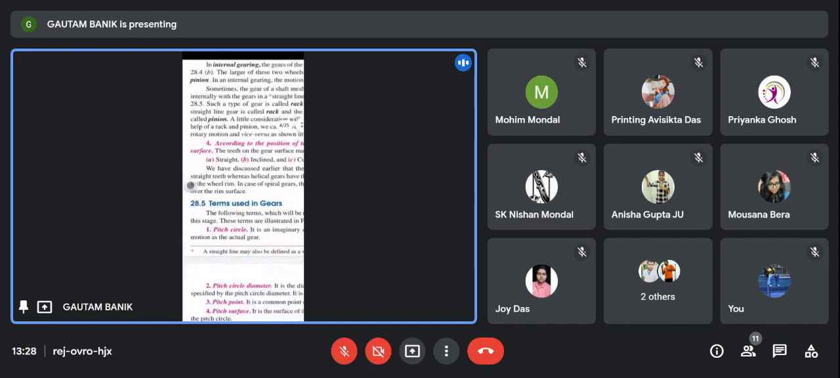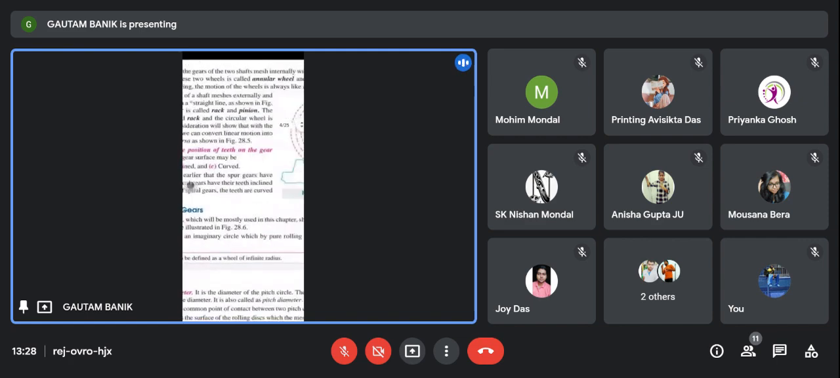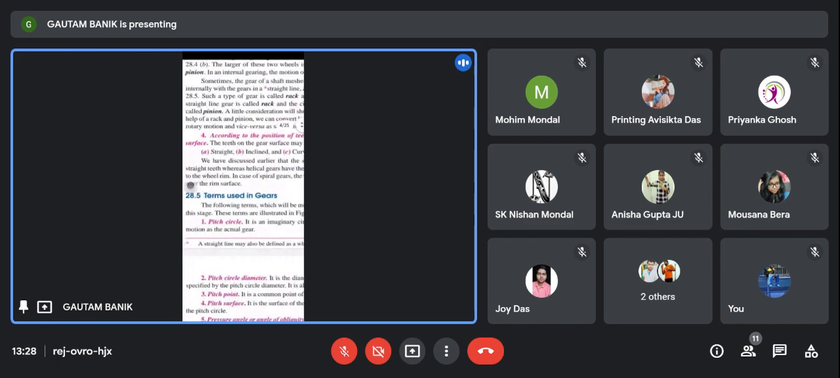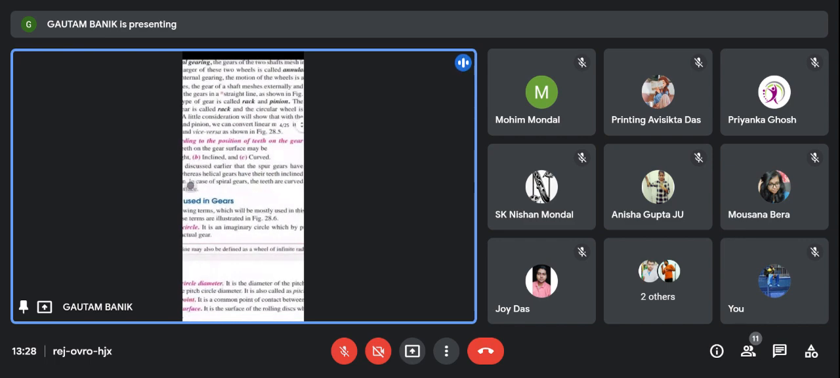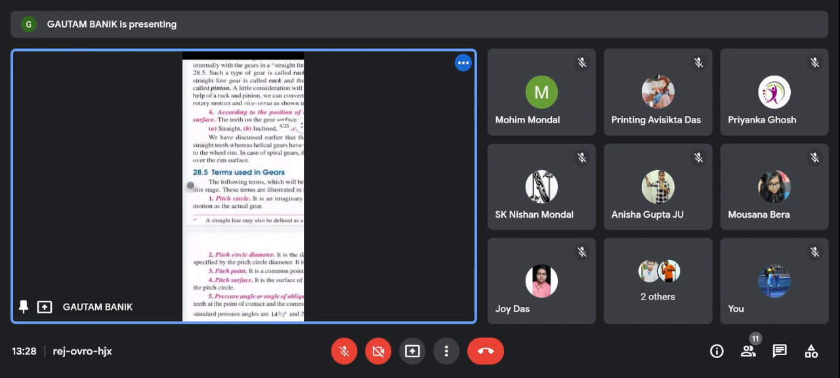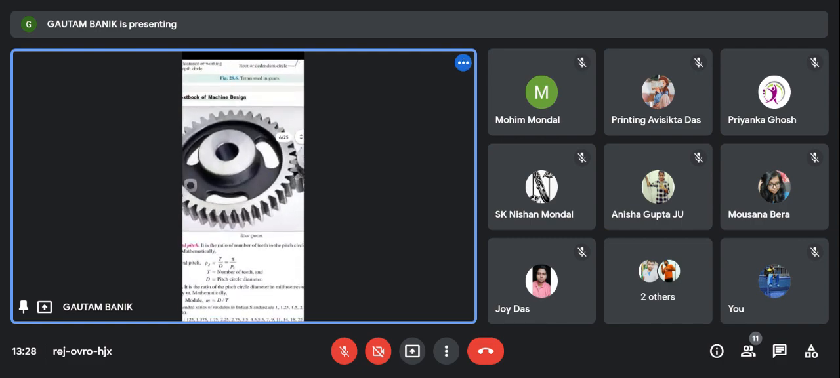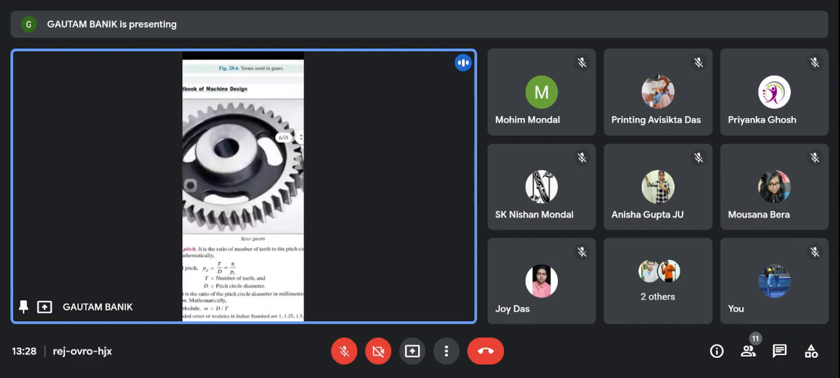Number 4, according to the position of the tooth on the gear surface. That is straight, inclined, and curved. This is the position of the tooth on the gear. Then the important terms that are used in gear design. I'm showing this figure first.